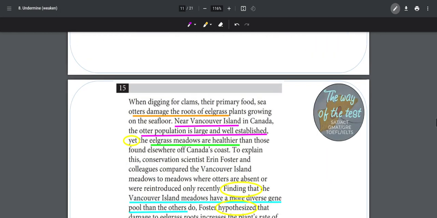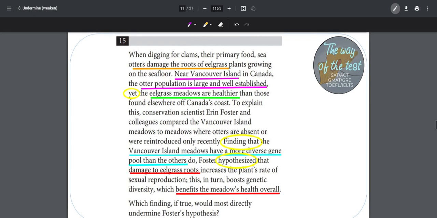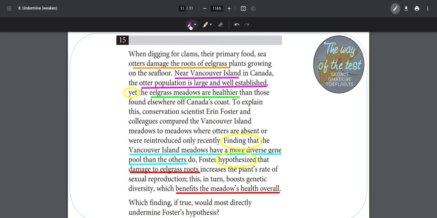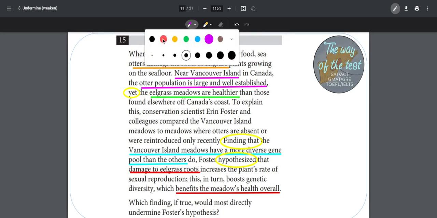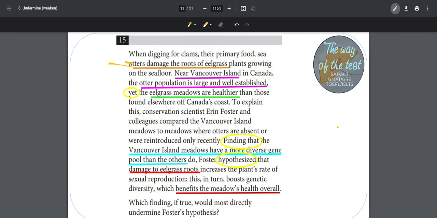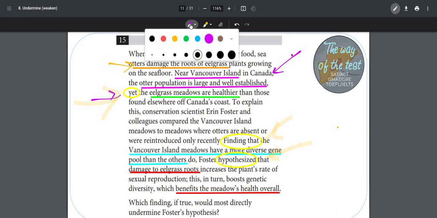Analyzing the text. We're going to start analyzing the text, looking for the argument. So this is a long argument. It could be shortened, but this is pretty much the long argument that we have, which goes like this. So we have otters that damage the roots of eelgrass, right? And then we have this place in purple near Vancouver Island that has a lot of otter population. Okay, and then we have keywords like "yet," keywords like "finding" and "hypothesize," because we're looking for the hypothesis. Okay, so what happens next?